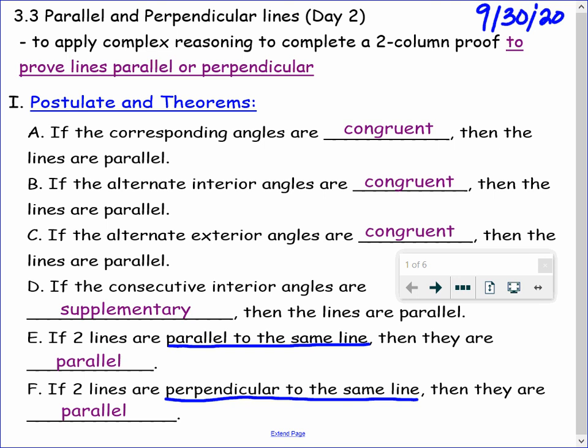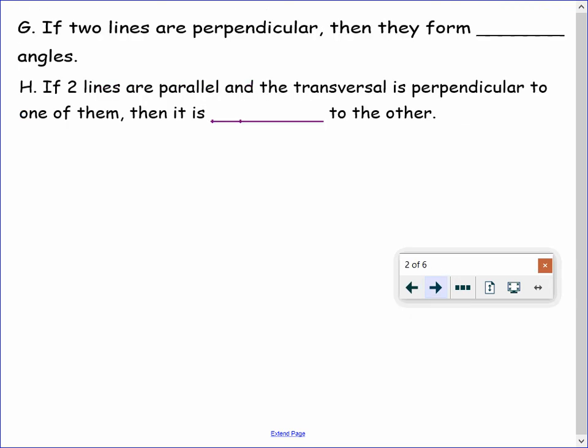Okay. So G is not really proving anything about lines. It's just something we already know, and I wanted to remind you. If 2 lines are perpendicular, then they form 4 right angles. That is not the definition of perpendicular. That is not proving that the lines are parallel. It's that if they're already proven perpendicular, then we know the result is 4 right angles.